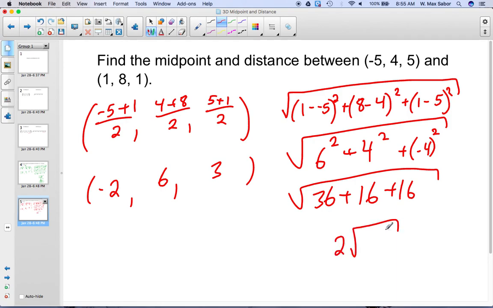It happens to be 2 square root 17. It's not usually going to be 2 square root 17. I just randomly chose numbers that ended up giving the same result. So 3D midpoint and distance, same as 2-dimensional, just extend it a little bit.